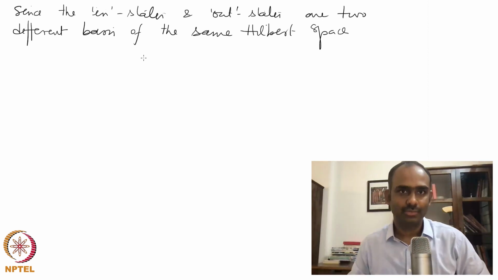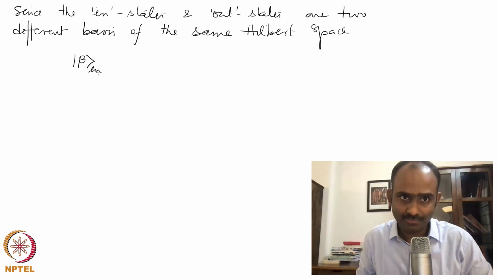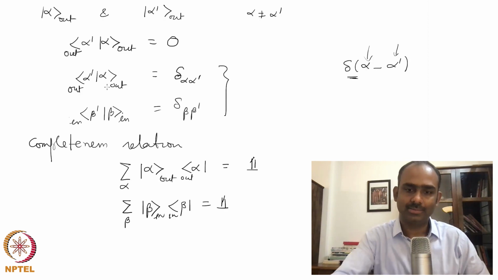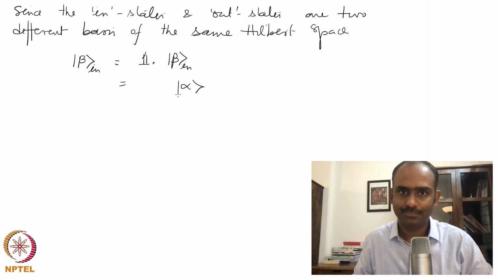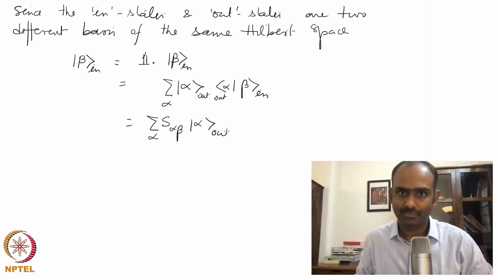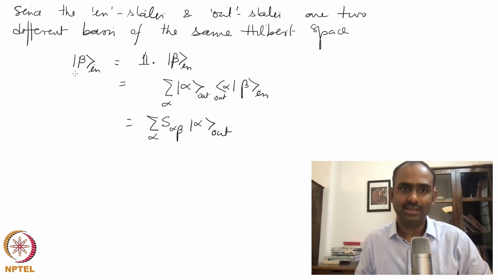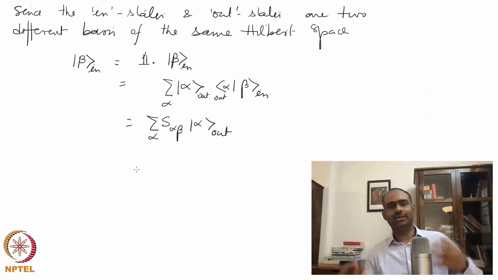Since the in states and out states are two different bases of the same Hilbert space, I can do the following. I take, let's say, beta in, which I can write as identity times beta in, and for the identity I insert this completeness relation. So I get alpha out, sum over all alpha, and here you have a beta in. And what is this? This is just S alpha beta, that's the S matrix element. So I've written beta in, one of the basis elements, as a linear sum of the out states, and the coefficients are precisely the S matrix elements. So you understand what we are doing.